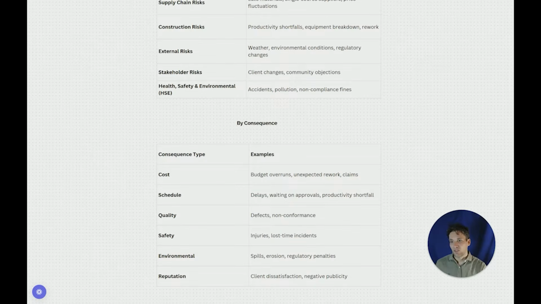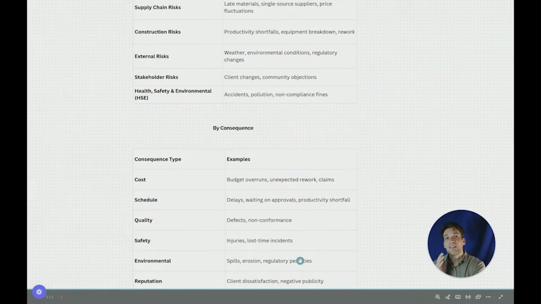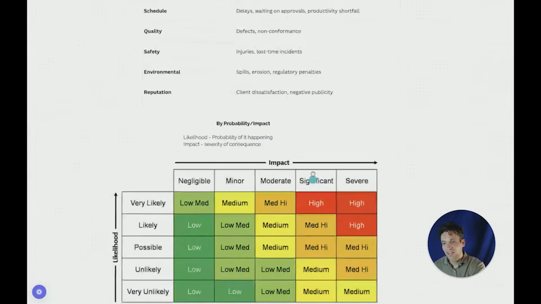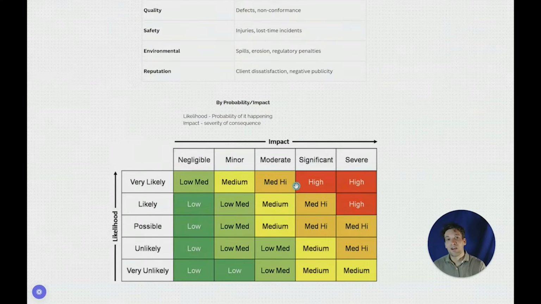We could have reputation risks. So this is where the client is dissatisfied or we get negative publicity. And then the final way we can categorize our risks is by ranking them in terms of their impact on the project. So the potential impact on the project is going to be a combination of the likelihood, the probability of the risk happening, and the impact if it does occur.